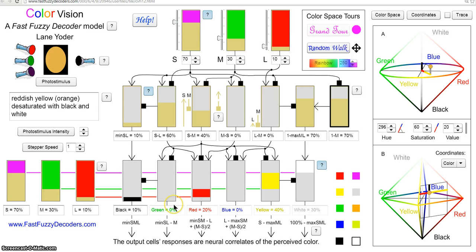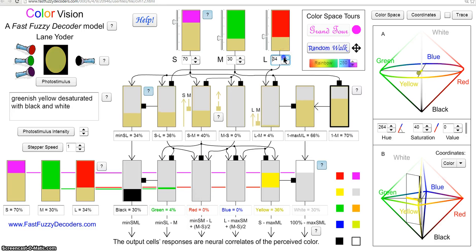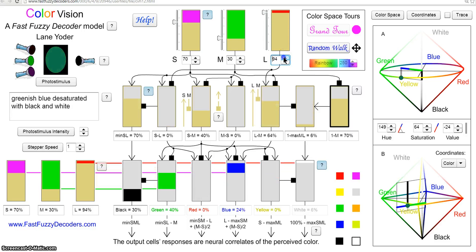black and white. Watch the color cell responses as this line crosses the other two. Each time the order of the inputs changes, different color cells respond. One more time.